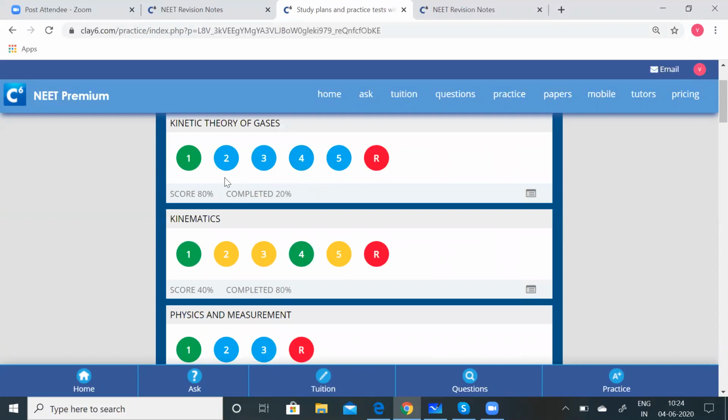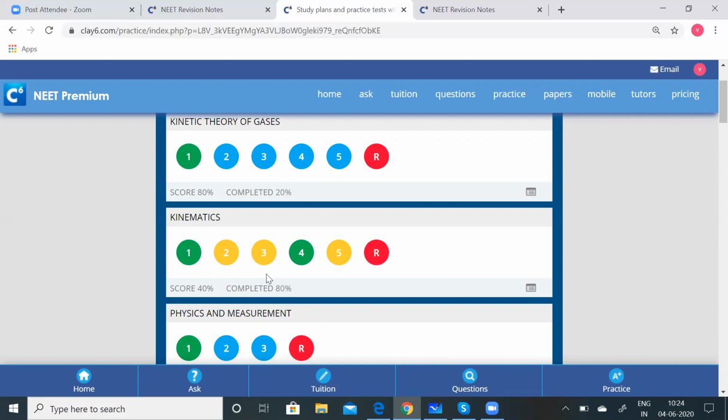You can see different colors here. The blue bubble says you have not taken the test yet. And the green one says you have already taken the test. Even if you have taken the test, you can take it any number of times until you are happy with the results. The red one says it's a random test. And the yellow one says it's an incomplete test.